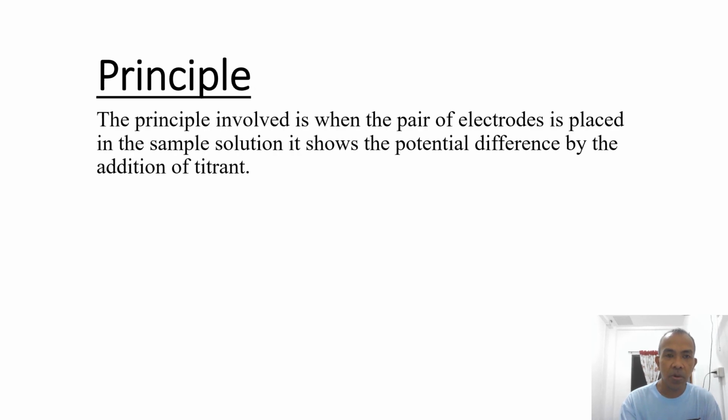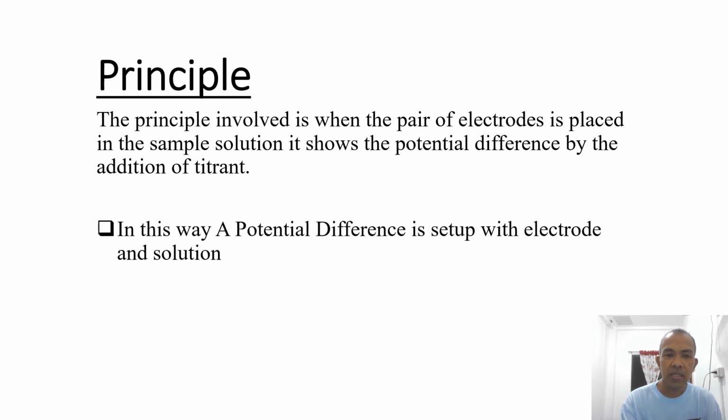So for its principle, the principle involved is when a pair of electrodes is placed in a sample solution, it shows the potential difference by the addition of diaphragm. So in this way, a potential difference is set up with the electrode and solution. So metal ions may dissolve in the solution as positive ions leaving electrons in the electrode. Also, metal ions may take up electrons in the electrode and get deposited as neutral atoms.